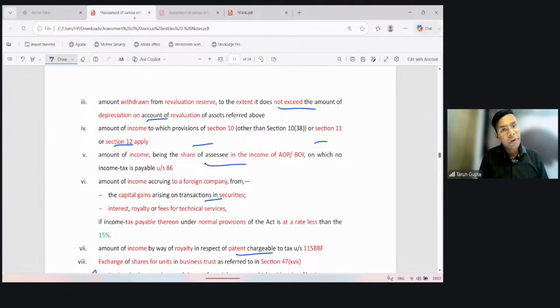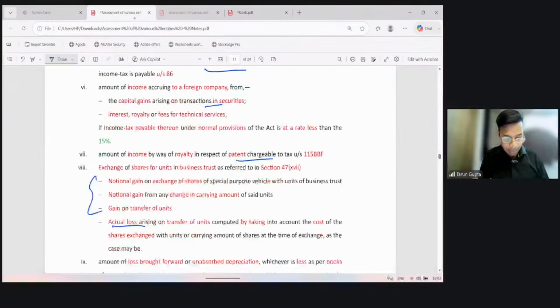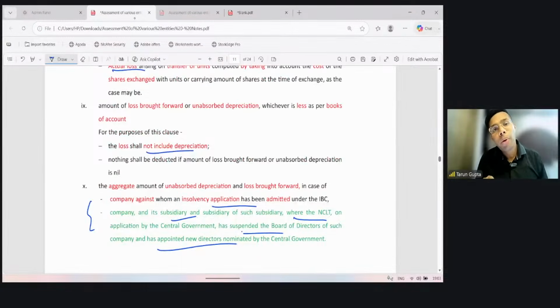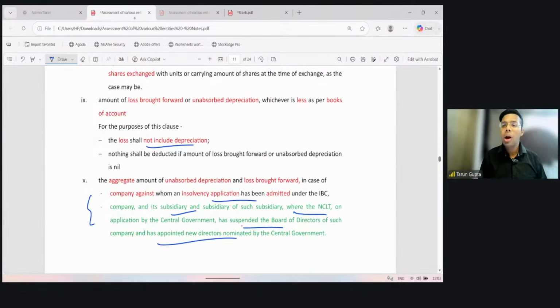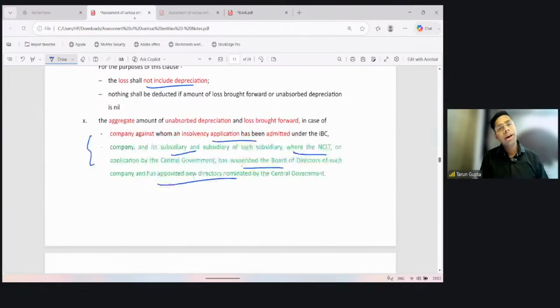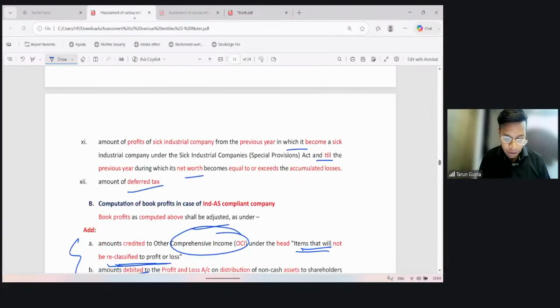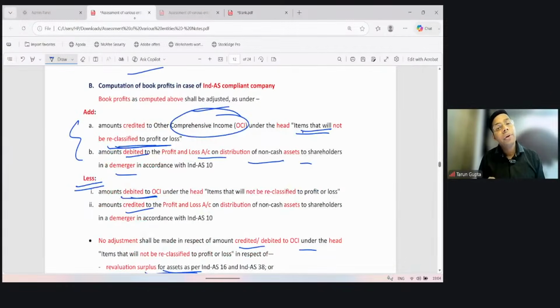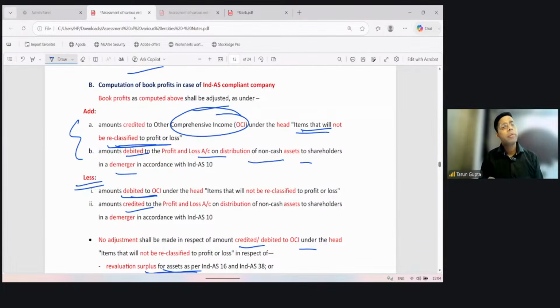Then these incomes, which we discussed just in the addition part. Then the lower of brought forward loss or unabsorbed depreciation. However, the aggregate of both is allowed in case of a company for which the application for insolvency is admitted, or for which the NCLT has suspended the board and appointed new nominees of the central government. Let's take industrial company. Okay. This is largely for Ind AS companies, important for you.